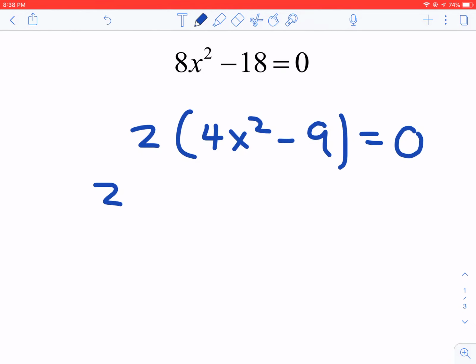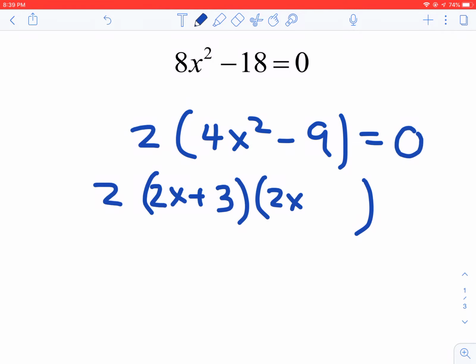Alright, so I have 2 times 4x squared minus 9. If you need to pause the video, what kind of factoring is that? Alright, if you said DOTS, that is correct. That has a difference of 2 perfect squares. Square root of 4 is 2. Square root of x squared is x. Square root of 9 is 3. One's plus and one's minus equals 0.